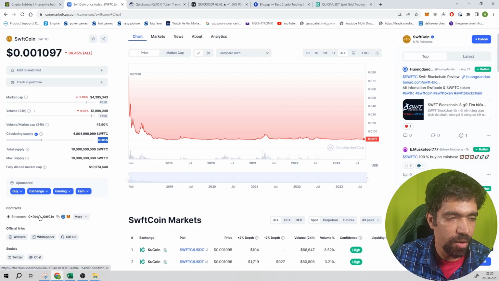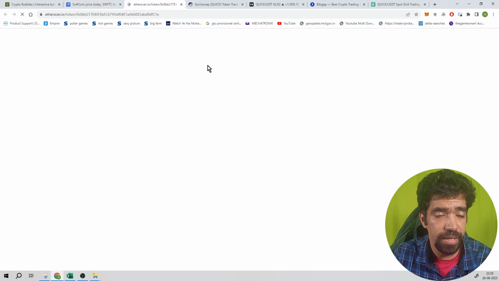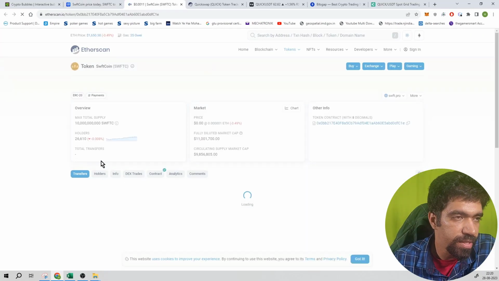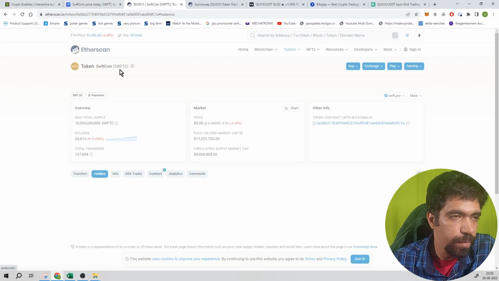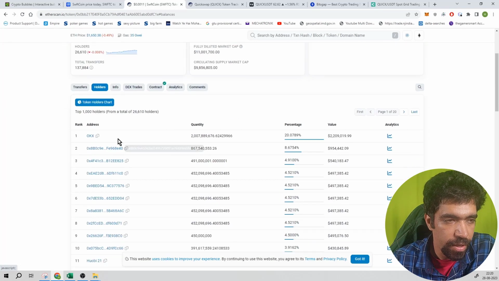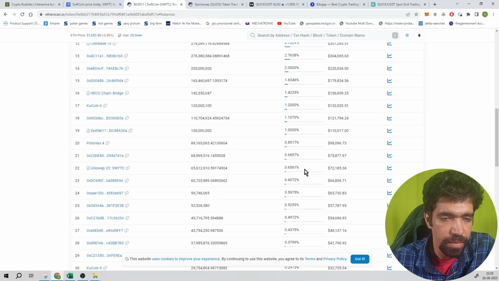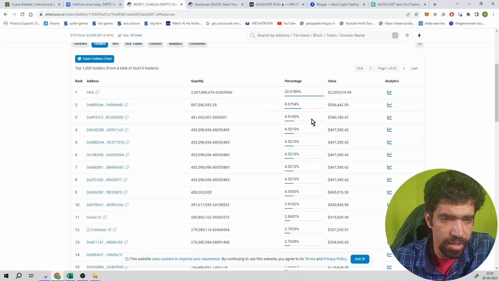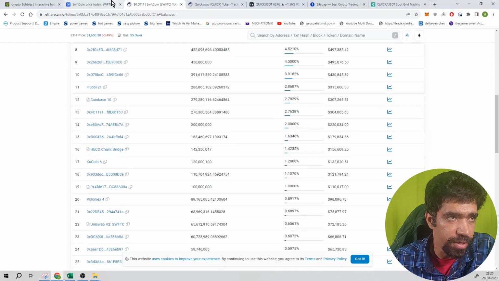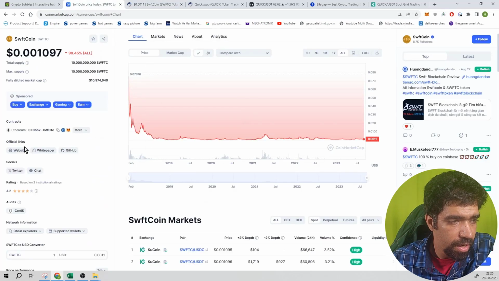Now, it is built on the Ethereum blockchain. That means it is a token, not a coin. It does not have a blockchain of its own. You can see the holder section of this token, SWFTC, on etherscan.io. Here you can see that the OKX application is holding 20.07%. This address is holding 8.67%, and so on. So the holding of this token is pretty much distributed across different wallets. Now you can see the official links like the website and white paper of this token using CoinMarketCap.